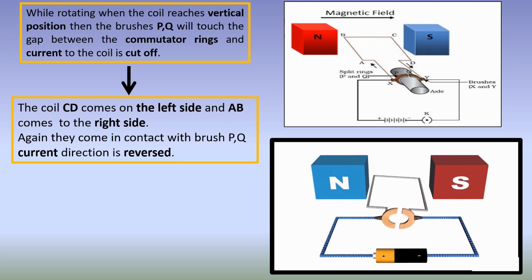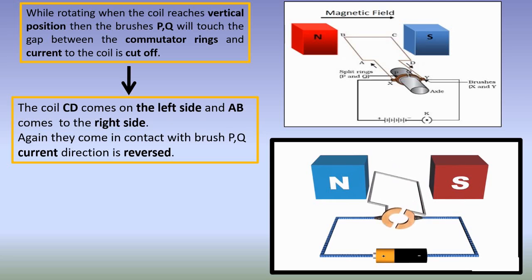Like earlier the current was flowing through A, B, C, D. Now the current will flow through Y, through D, C, B, A. So during this time the direction of force will also be reversed, right? Why? Because the direction of the current is reversed.